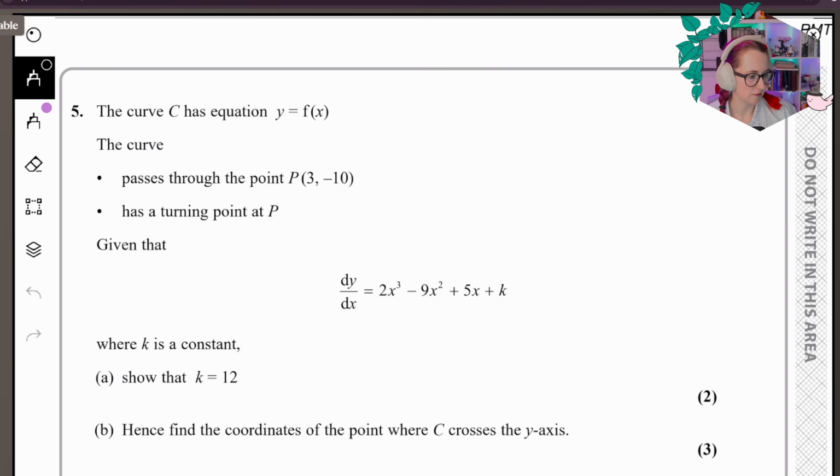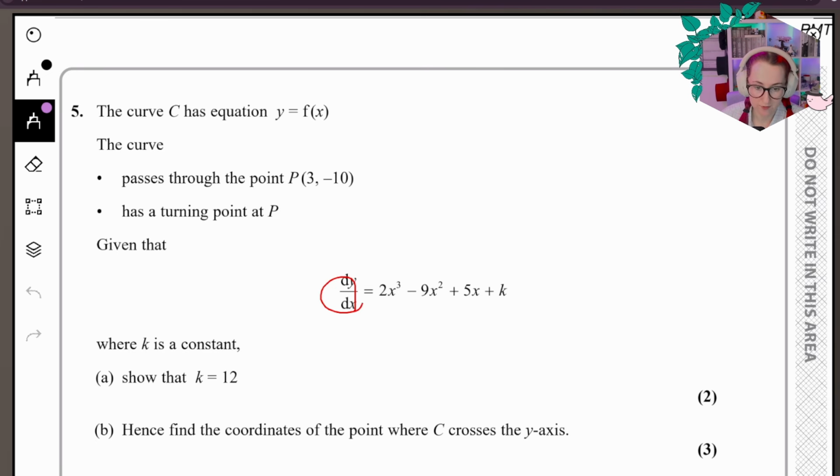So curve C. Got a lot of differential equations to start off this exam paper. I feel like they really wanted to get you thinking about differential equations quite heavily. So we have a curve with a function y is f of x. The curve passes through the point P (3, -10) and has a turning point at P.